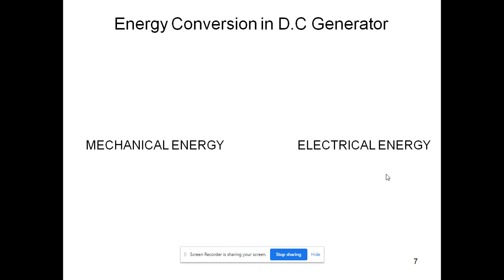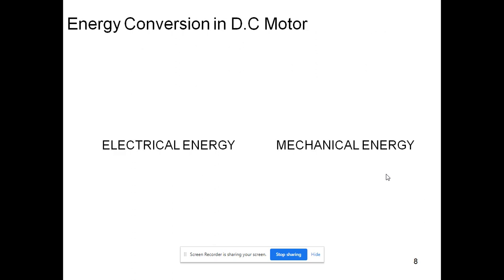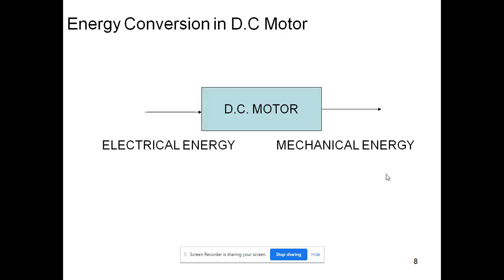Now let us see the energy conversion in a DC generator. In a DC generator, the input will always be mechanical energy and the output will be electrical energy, whereas in a DC motor, the input will be electrical energy and the output will be mechanical energy.